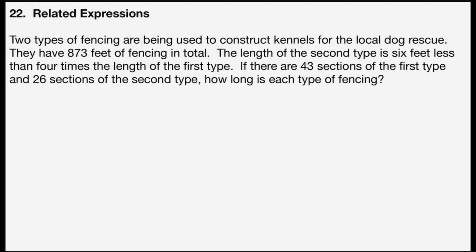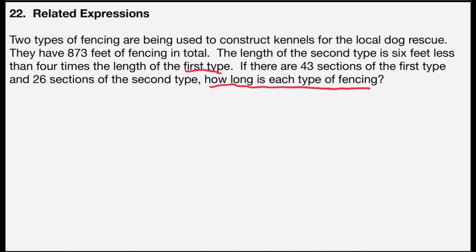Problem number 22 is also related expressions. It says two types of fencing are being used to construct kennels for the local dog rescue. They have 873 feet of fencing in total. The length of the second type is 6 feet less than 4 times the length of the first type. If there are 43 sections of the first type and 26 sections of the second type, how long is each type of fencing? So we have our question, how long is each type of fencing?